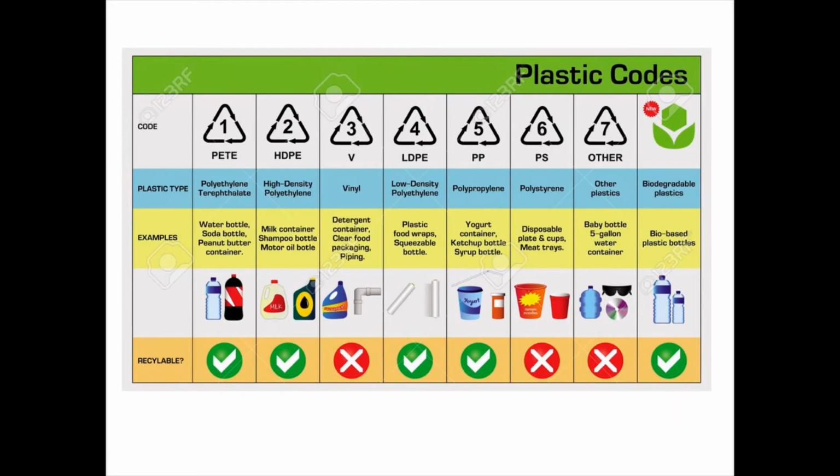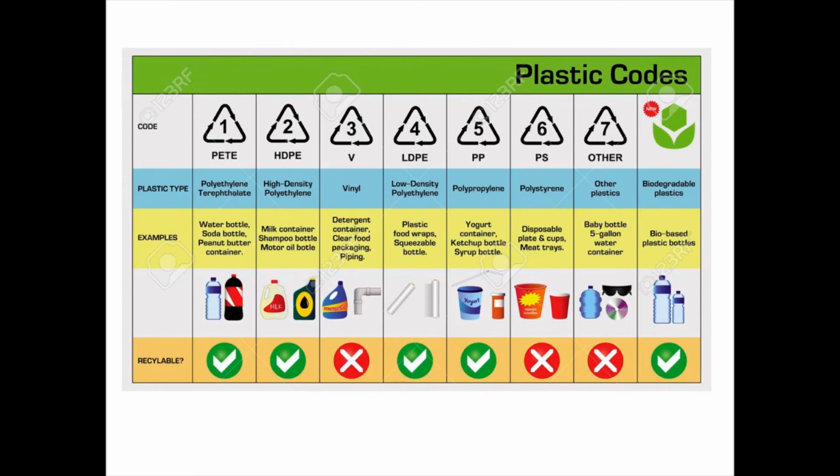As you can see in the picture, these are the codes of plastics. PETE, that means polyethylene terephthalate. HDPE, high density polyethylene. V, vinyl chloride. LDPE, low density polyethylene. PP, polypropylene. PS, polystyrene, and other plastics, and biodegradable plastics.